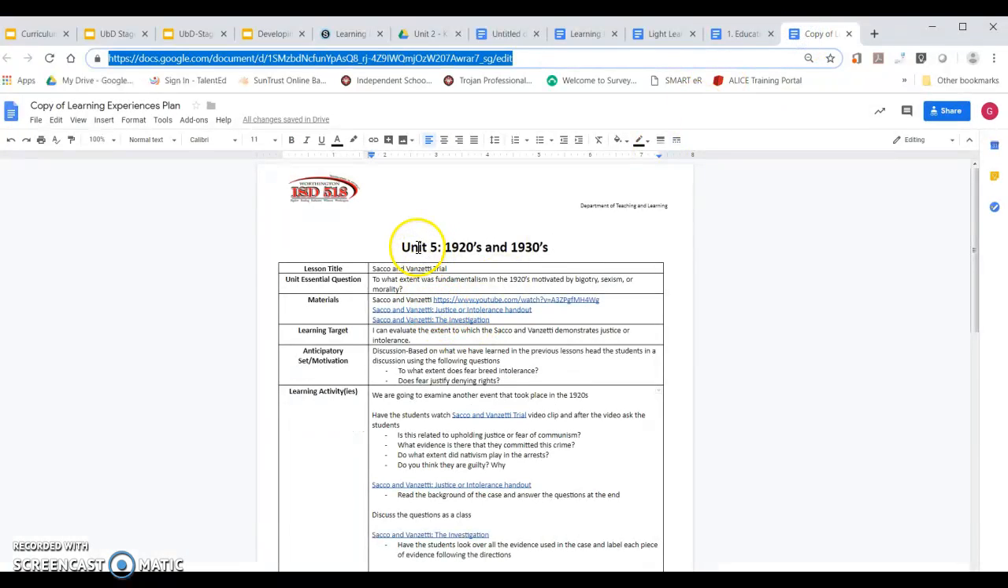Okay, so this one, you have what your unit is, and then you have the title of your lesson, your essential question, all the materials that are listed that are used in that lesson, and then the learning target. As you see, that's one learning target, because your learning target is like your objective. So there's only one learning target per learning experience.